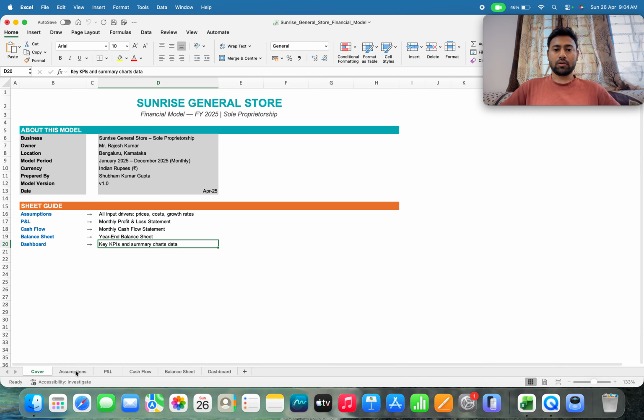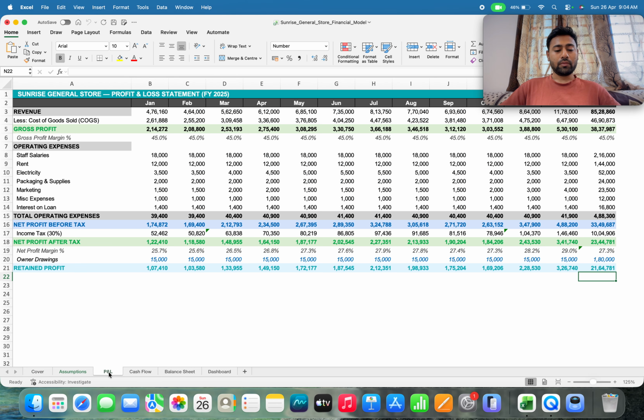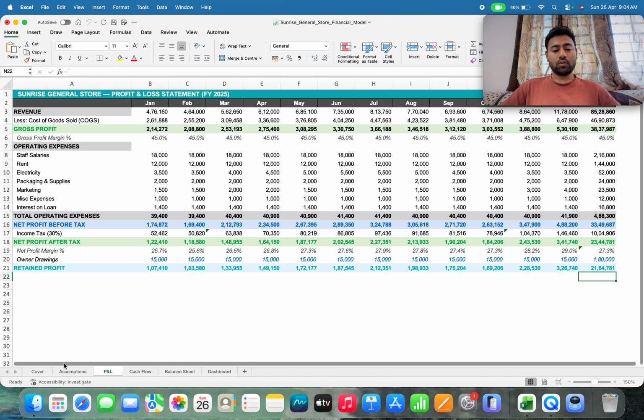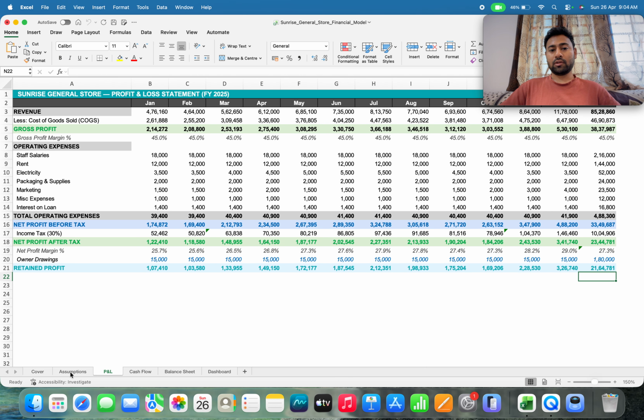So today we learned how to make a financial model from scratch by connecting one sheet to another. After calculating profit and loss, we get the cash flow, balance sheet, and dashboard amounts. So this is my financial modeling for today.